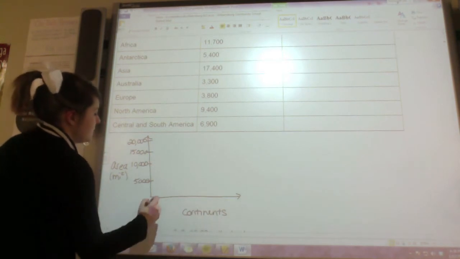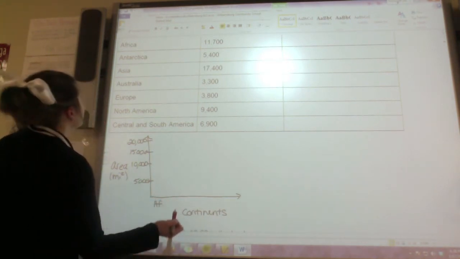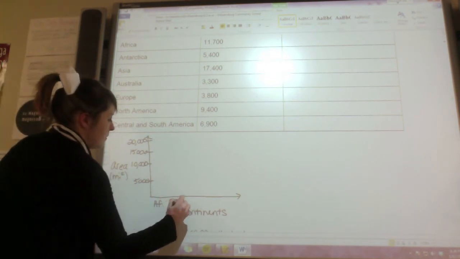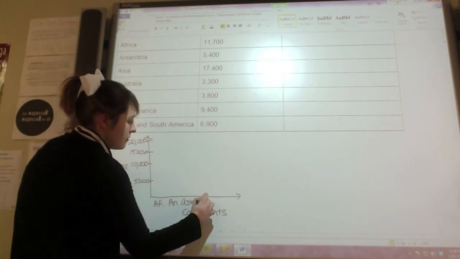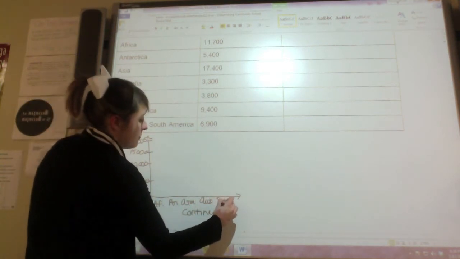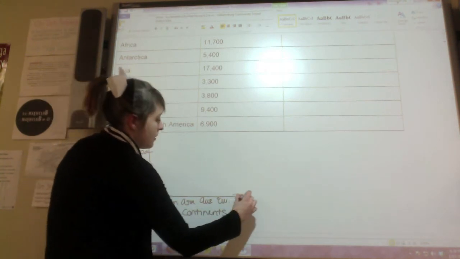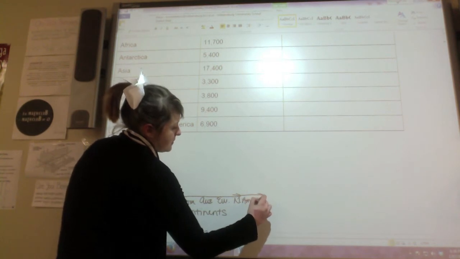Then for my continents, I'm going to have Africa, Antarctica, Asia, Australia, Europe, North America, and then South and Central America.